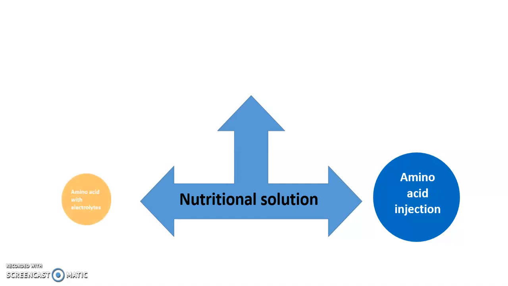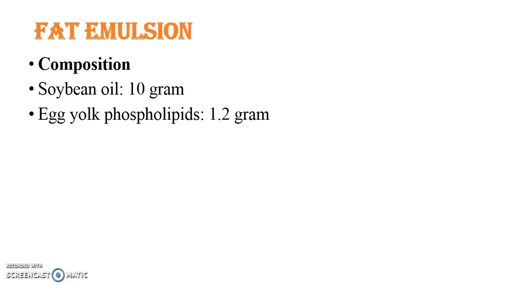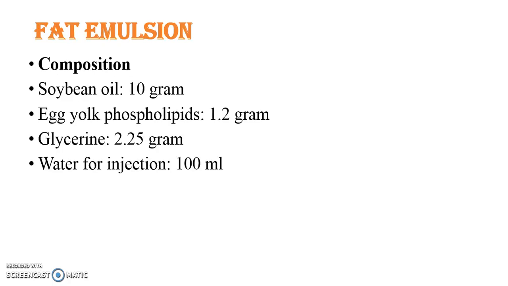Next is the nutritional solution. It consists of amino acid injection, amino acid with electrolyte, and amino acid with 25% dextrose and electrolyte. Again we have to take care of the pH and the osmolarity, whereas an antioxidant is necessary to add. Next is the fat emulsion. This fat emulsion is of the LVP type and consists of soybean oil, egg yolk phospholipid, glycerine, and water for injection.